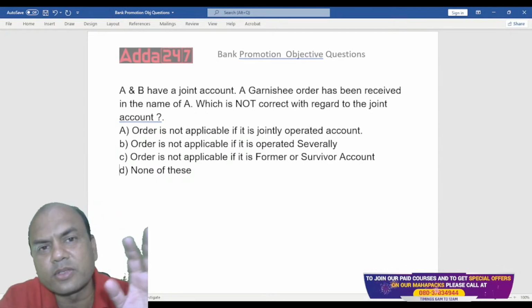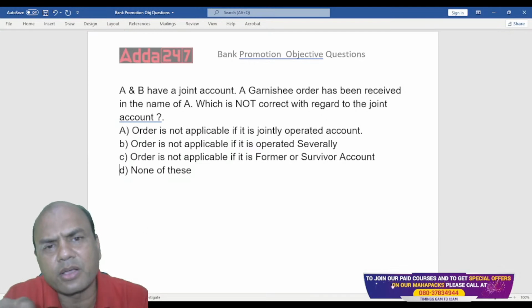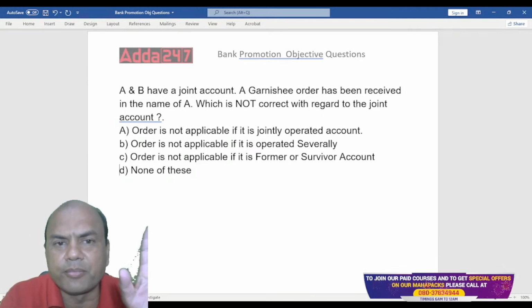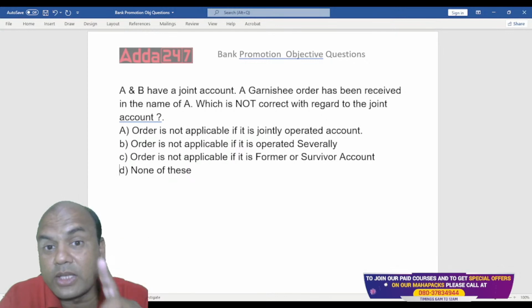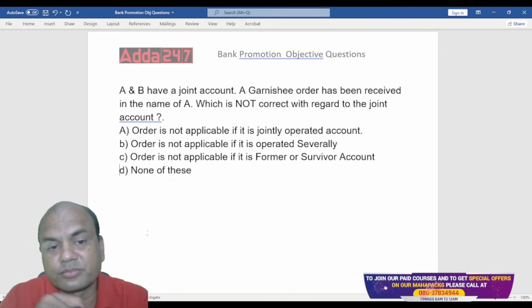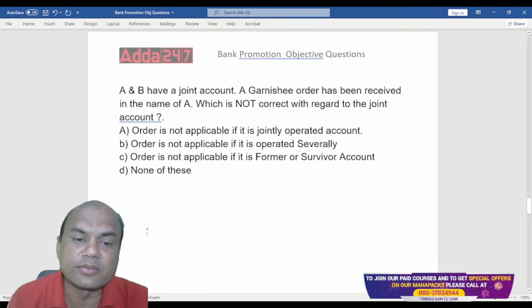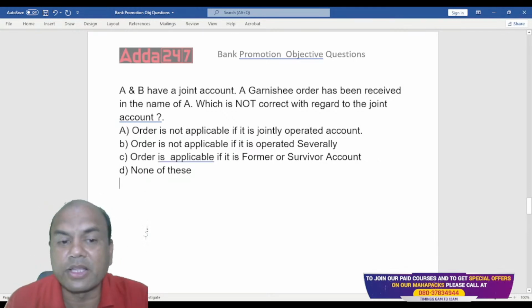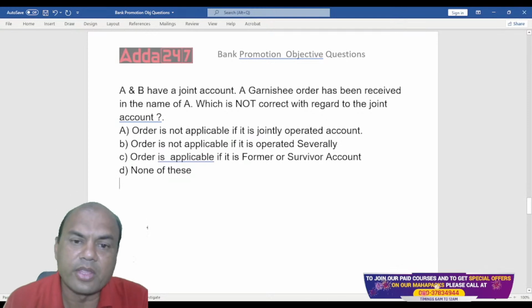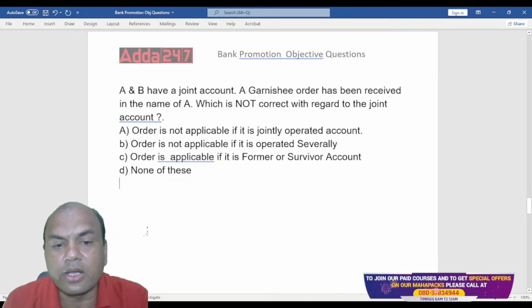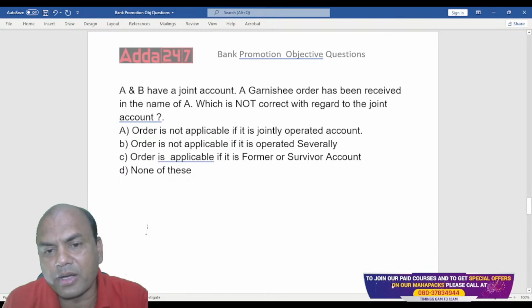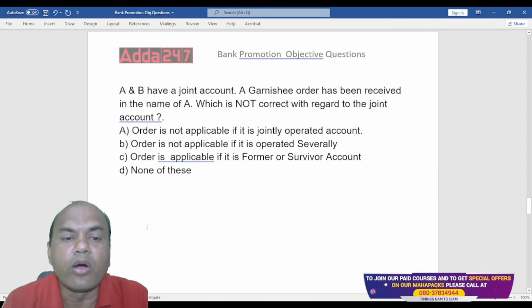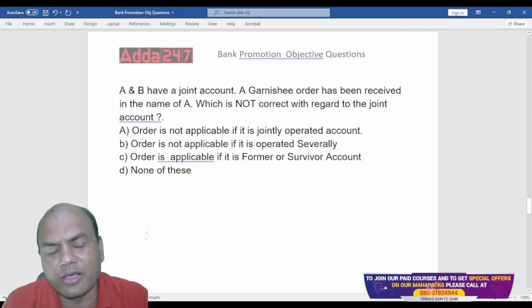So what did I tell you just now? For any joint account where the order is in a single name, you can't attach it. Only there is an exception to this. I'll just make this change over here. Now this is the right one, because otherwise the answer would have been none of these. So here, look at this. Order is not applicable if it is jointly operated. Jointly, singly, anything. Order is basically not applicable if it's a joint account.